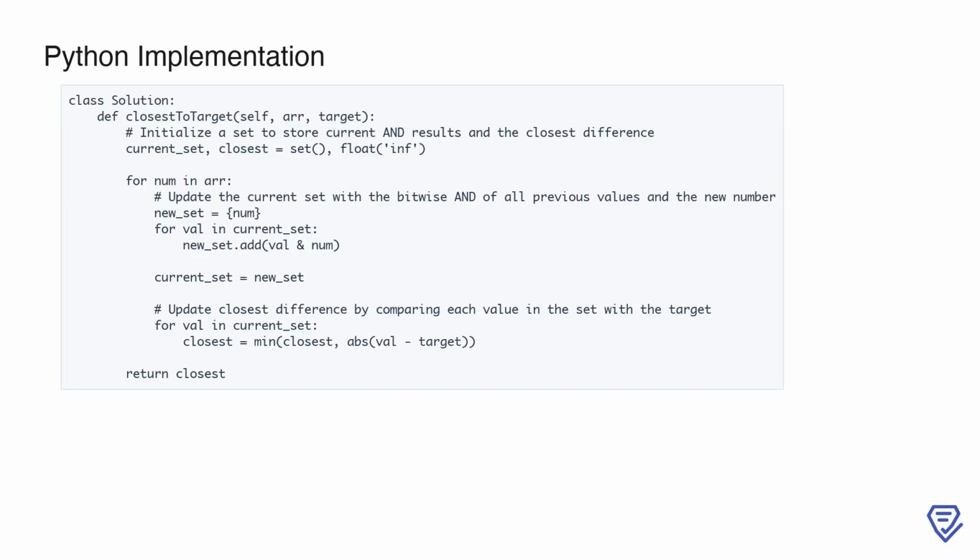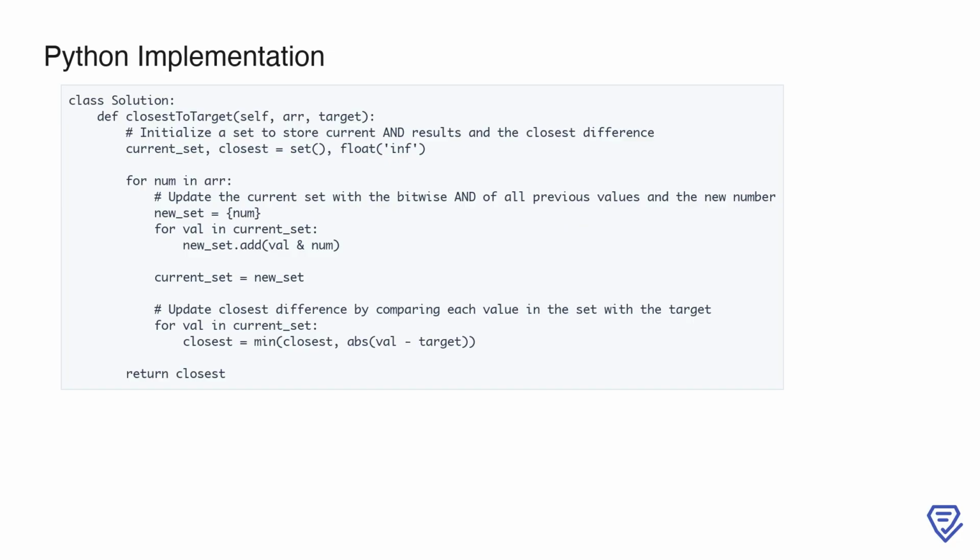After updating current_set, the algorithm iterates through its values to compute their absolute difference from the target value. If a smaller difference than the current closest is found, closest is updated. The use of a set ensures that redundant values are eliminated, optimizing the number of comparisons and reducing computational overhead. The algorithm leverages the properties of the bitwise AND operation, where results decrease as more numbers are combined, leading to an efficient traversal of the problem's solution space.